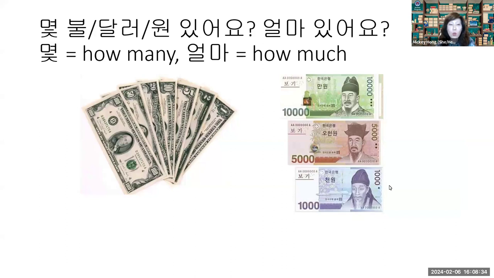And 몇 is a question word for quantity or a specific number. 몇 불, 몇 달러, 몇 원 있어요? Or 얼마 있어요? How many dollars or won do you have? 얼마 있어요 is just how much do you have? You can say 돈 얼마 있어요. 돈 is money. How much money do you have?